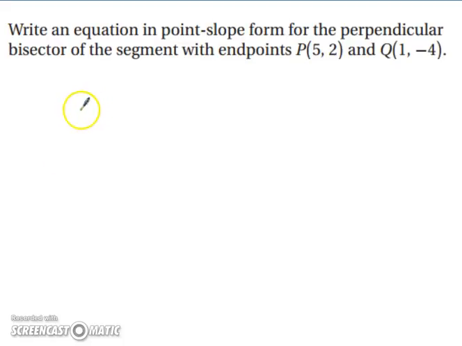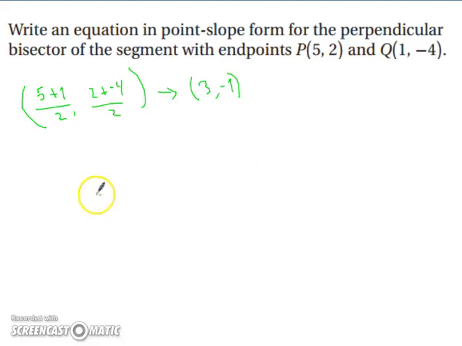Now that you've had a moment to try it on your own, let's try it together. So we want to find the middle, so that way we can have the perpendicular bisector. So we want to be able to bisect it, so we need the midpoint. So we're going to take the average of our x's, so we're going to have 5 plus 1 divided by 2, and then we're going to have 2 plus negative 4 divided by 2, and that will bring us to 3, negative 1.